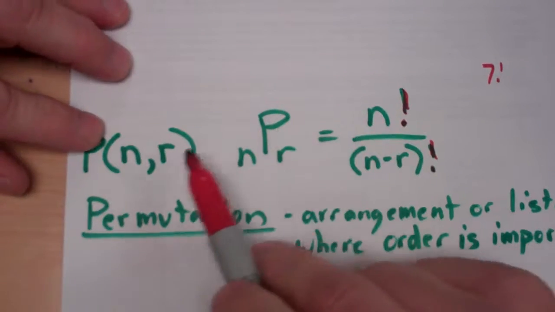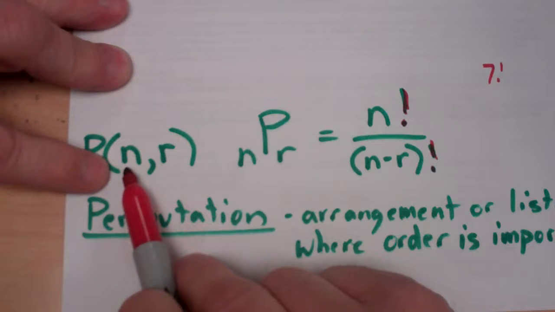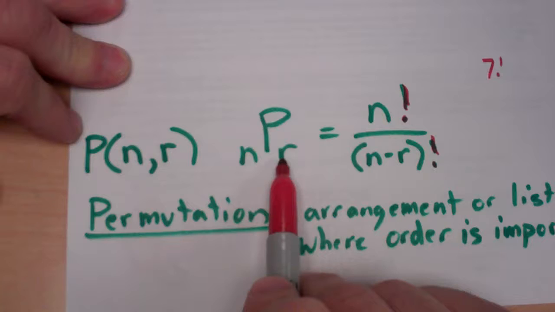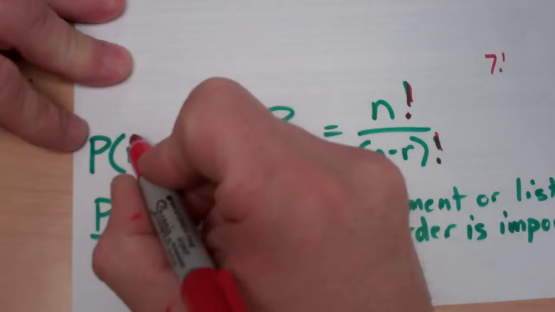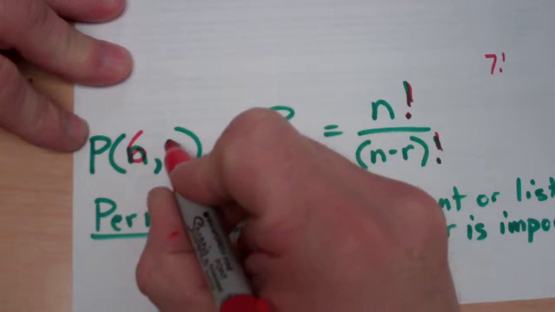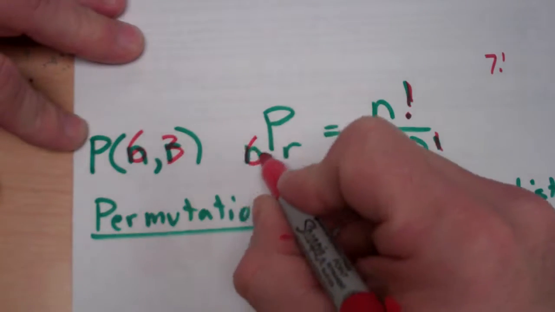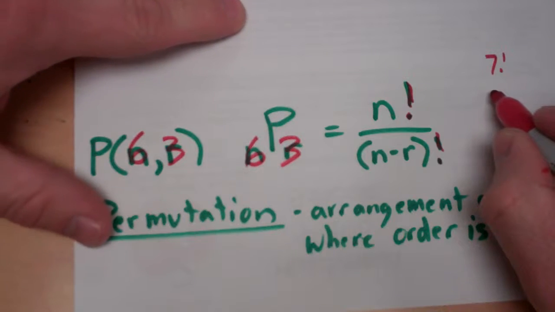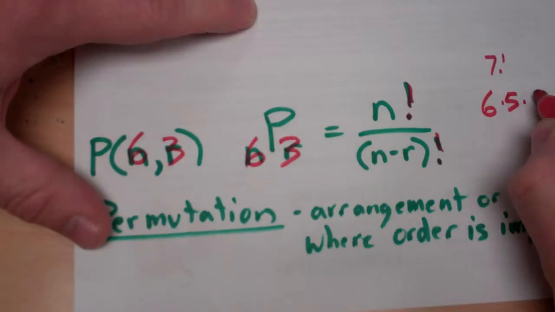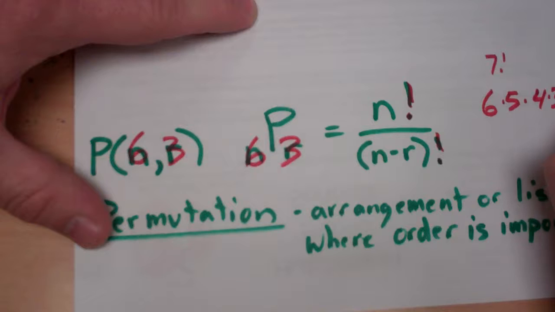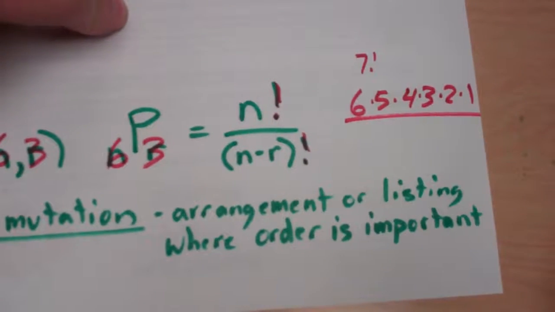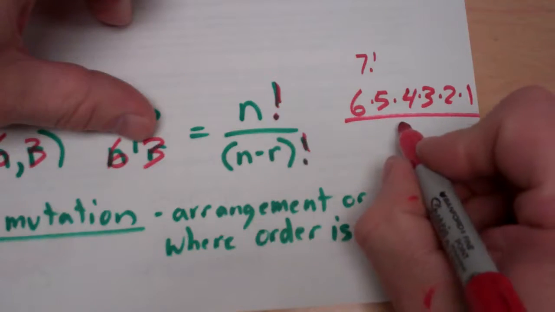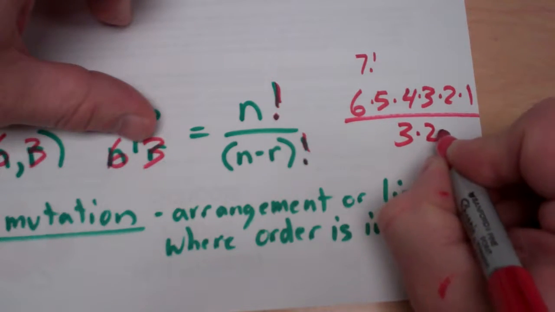So this would be read as a permutation of n things taken r at a time. So let me just do one here for you. Let's say I had 6 things to choose from and I was going to choose 3 of them. So it would look like this: a permutation of 6 things taken 3 at a time. That would look like 6 factorial over n minus r. So 6 minus 3 is 3. 3 factorial would look like this.